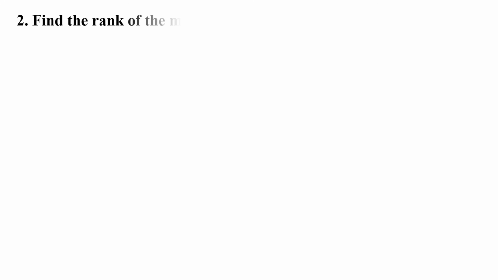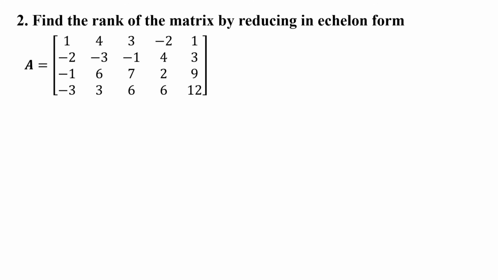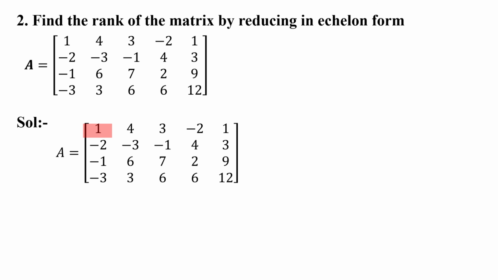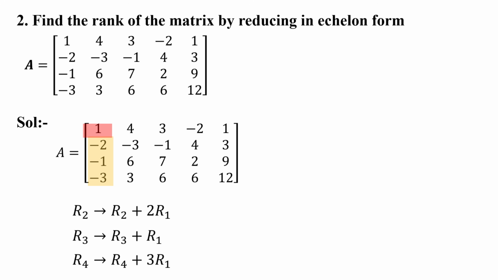Let's look into some similar examples. Again, the first element is already 1. We have to make these elements as zeros using R1. So the operations will be R2 as R2 plus 2R1, R3 as R3 plus R1, R4 as R4 plus 3R1.